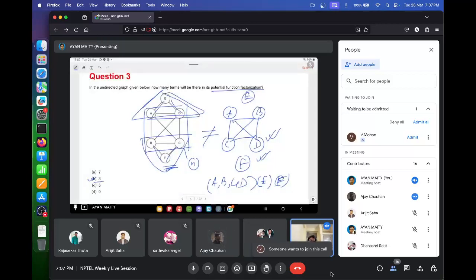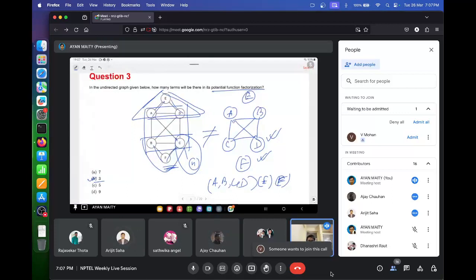So basically each factor would be a clique. As per my understanding, each factor should be a maximal clique. So CG is also one maximal clique here. It contains only two nodes. Yes, I think this would be the factorization for this.